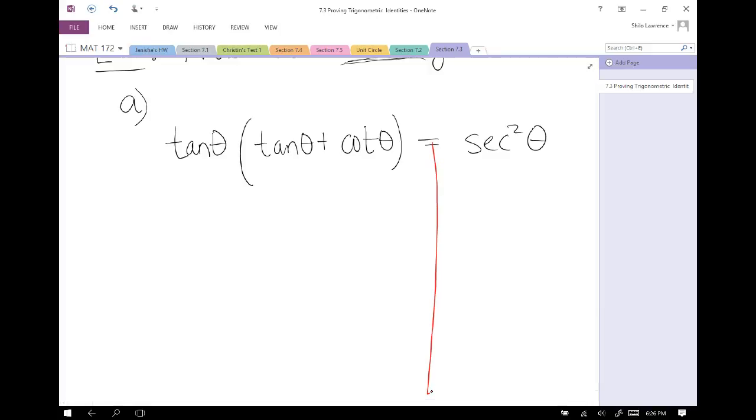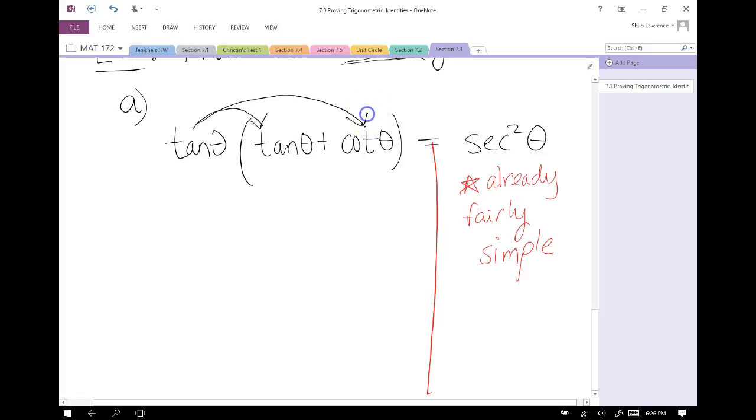Now, I am going to point out the right-hand side is already fairly simple. There's not a whole lot I can do with it. So I'm going to leave that side alone. It's only a single term. So just for right now, I'm going to leave that one alone. But the left-hand side, I see some things I can do. I see some algebra I can do. I know I can distribute. And then we'll see what happens from there. So I'm going to start just manipulating my left-hand side. And I'm going to start with some algebra by distributing.